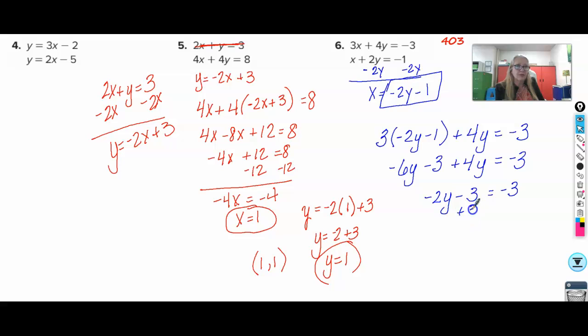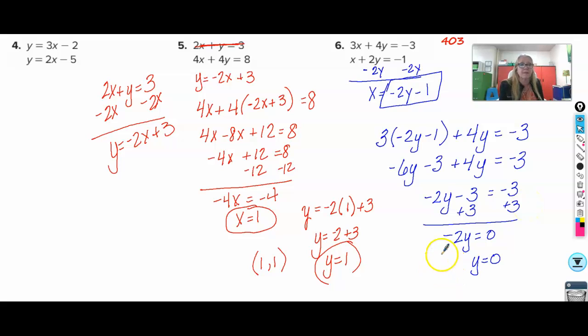Now we're going to add 3 to both sides. And that gives me negative 2y equals 0. If negative 2y is 0, that means y has to be 0. Okay? And 0 is a solution. Don't go saying, oh, no solution. No, 0 is a solution.